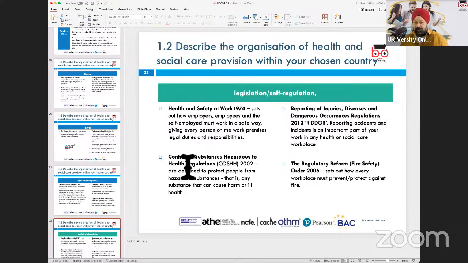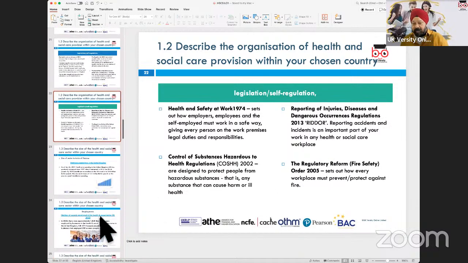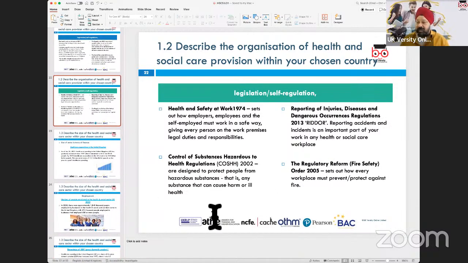So the Health and Safety Act, the COSHH Act, the RIDDOR Act, the Regulatory Reform Fire Safety Order, these are the various acts that I need to be aware of when I'm working within this sector, because I would use these as policies and procedures to be able to effectively deliver my services to the members of public. So I need to put the public out of harm's way.